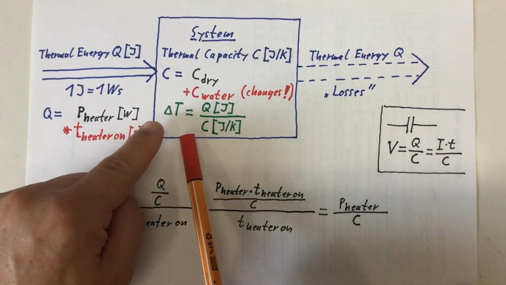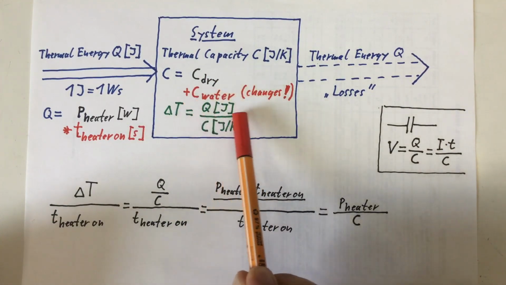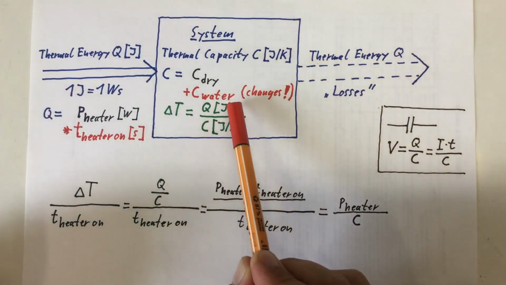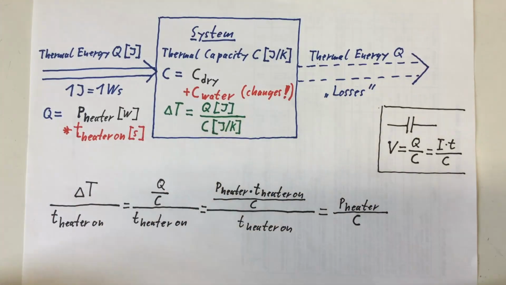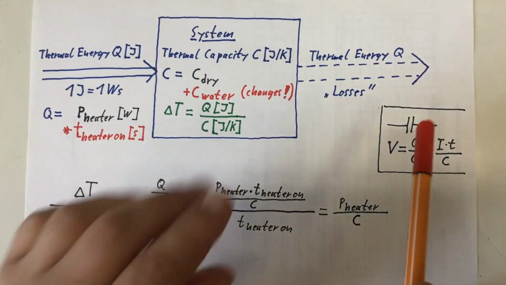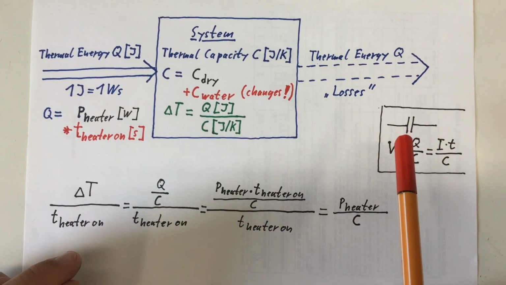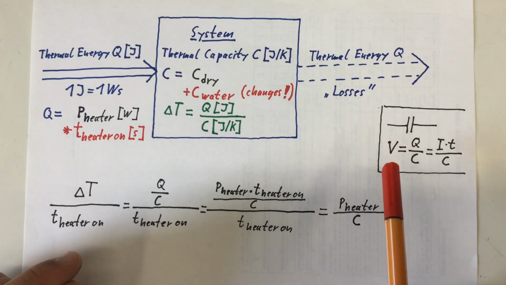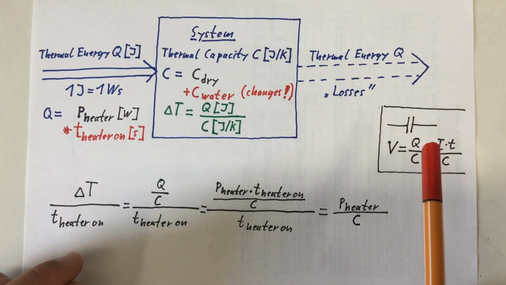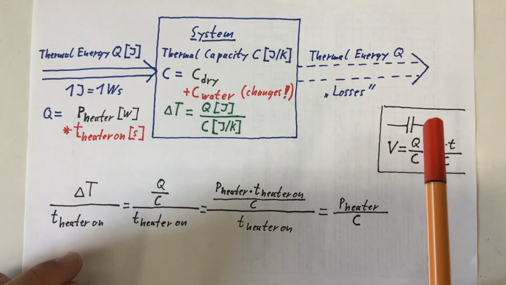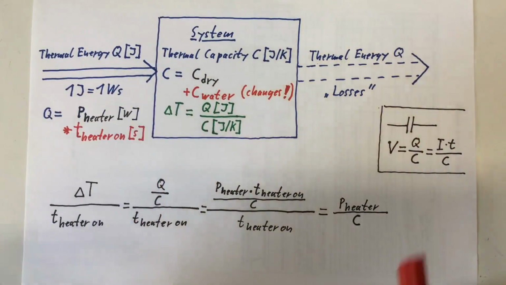The temperature change for such a system is given as the energy we put in, in joules, over the thermal capacity. And if you work with capacitors, you already know that formula. The voltage across a capacitor is equal to the charge you put into a capacitor over the capacity of the capacitor. It's physics. It's always the same.